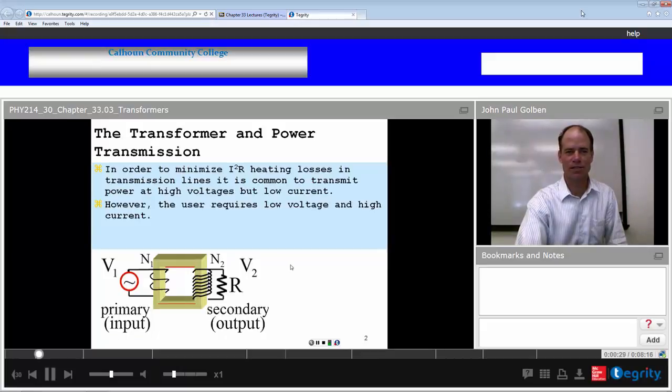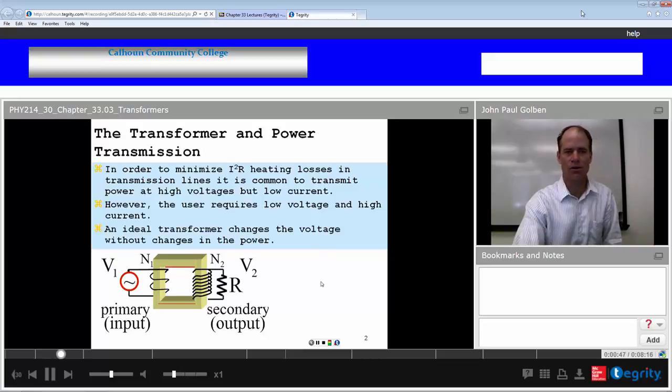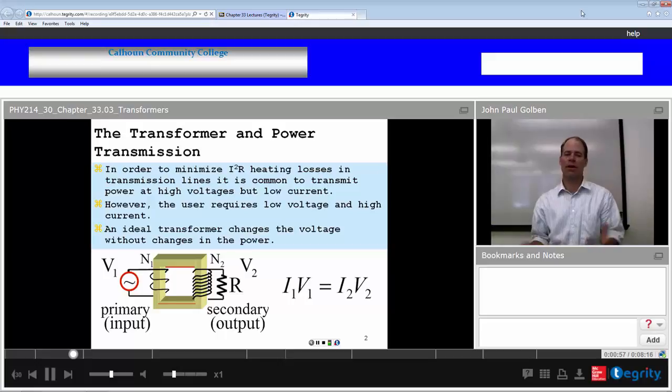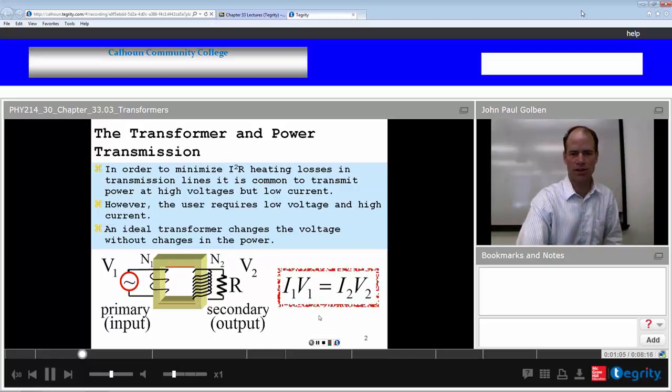The only thing I know about transformers has to do with power generation. In order to minimize I²R heat losses in transmission lines, it's common to transmit power at high voltage but low current, and then transform it to low voltage and higher current for your application. An ideal transformer changes the voltage without changes in the power. So in our primary, the current times the voltage, which is the power, is equal to our secondary power, the current times the voltage there.